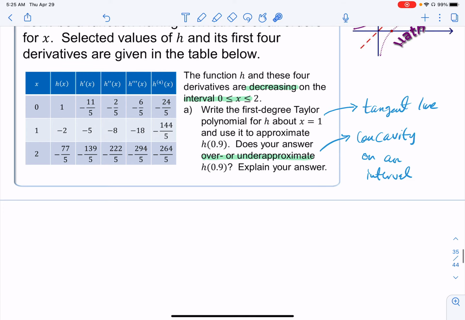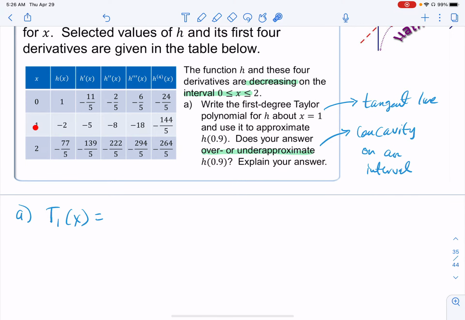So let's go ahead and start our first degree Taylor polynomial or tangent line, part A here. I'm going to label this as T sub 1 of x is equal to, so we start with our y value from our table. At 1, our h value is -2, easy enough, plus, now we need our slope, and we're going to multiply that times x minus 1. So our slope is going to be h prime, it's -5. -5 times x minus 1. That was easy. All right, hopefully the rest of it is just as easy.